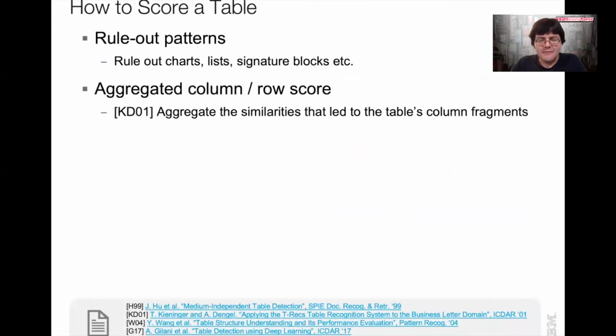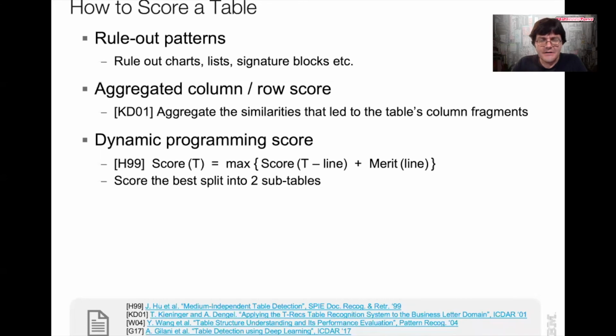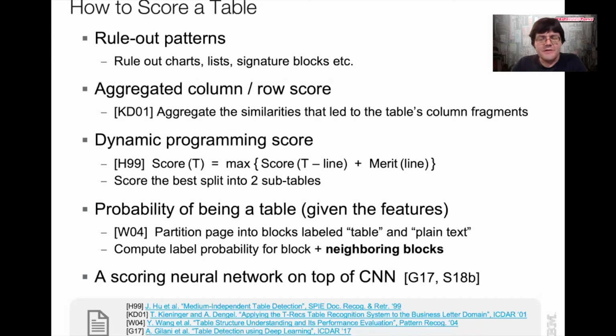So how to score a table? You can, of course, first check for patterns that indicate that it's not a table and rule them out. You can aggregate scores across columns and rows to check whether rows and columns are well formed. A dynamic programming algorithm has been used. If you have a probabilistic model to define a table, you can compute probability or log probability for the score. And of course, you can train a neural network to compute the score.